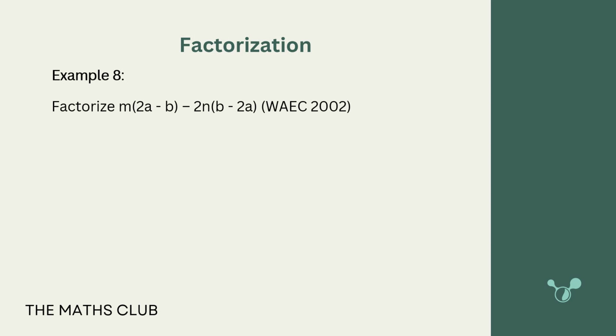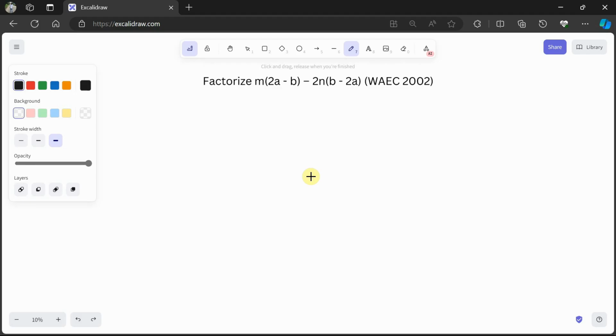Another example says that we should factorize m open brackets 2a minus b minus 2n open brackets b minus 2a. Pause the video and try this out yourself. Come back, let's solve it together. It takes almost the same shape as the previous one, just that this is 2a minus b and this one is b minus 2a. So the b is negative here, the b is positive here, the 2a is positive here, the 2a is negative here. So if I factor out minus from this, what do I mean? I have m open brackets 2a minus b. So if I say minus 2n and I factor out another minus, so let's just say minus 2n times minus open bracket. If I factor out minus, all of these will change. So this minus 2a will turn to plus 2a, and this b will turn to minus b.